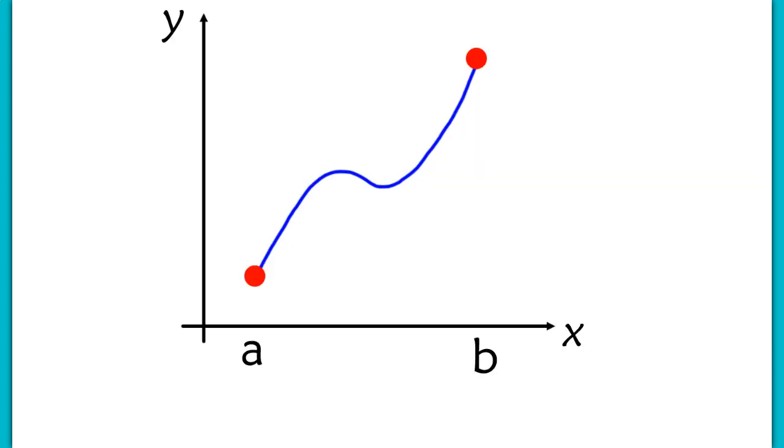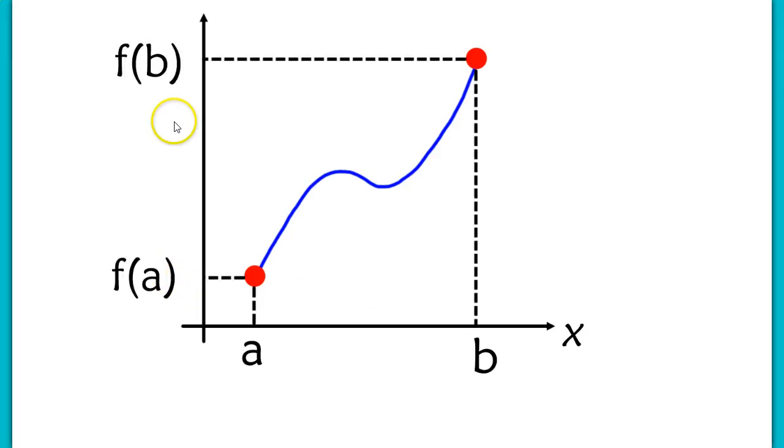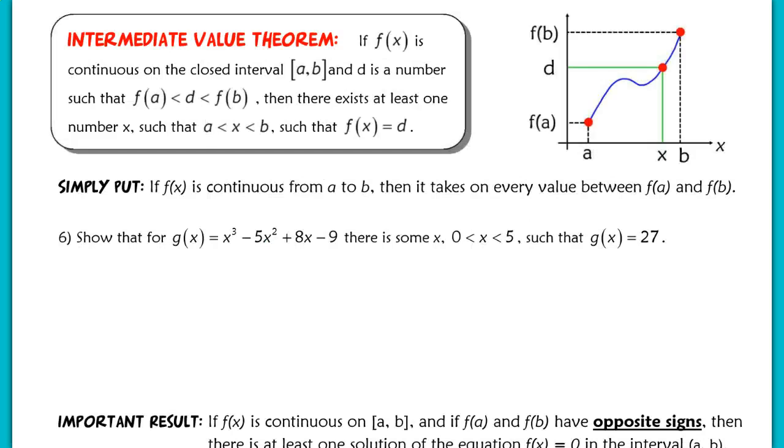So let's take a graphical approach to understanding that theorem. So here we have some function that's defined on a closed interval from a to b. So here we have f of a, here's f of b. Now let's suppose that we have some value d that falls between f of a and f of b. Our theorem states that there must be some x value that falls between a and b such that f of x is equal to d. So simply put, if a function is continuous on a closed interval from a to b, then it takes on every value between f of a and f of b.